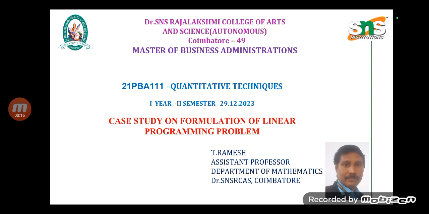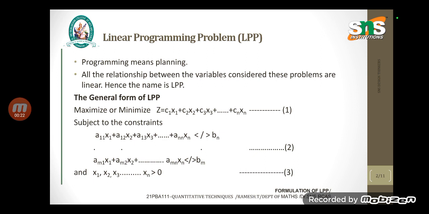In this case study video, we are going to discuss the formulation of linear programming problem. Before that, what is a linear programming problem? Linear means a variable and its power is 1. Programming means planning. All the relationships between the variables in these problems are linear. Hence the name linear programming problem.